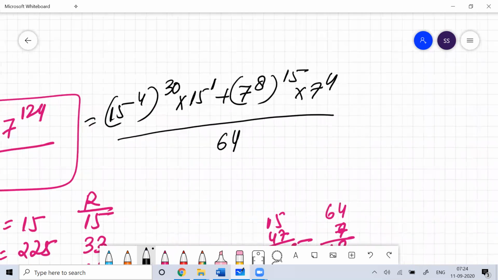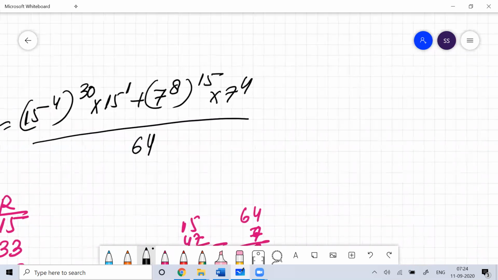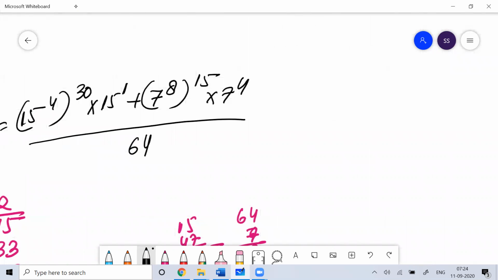So 15 to the power 4, to the power of anything, will give a remainder 1. So what is left here is 15. And here 7 to the power 8, to the power of anything, will give 1. That is 7 to the power 4 divided by 64.